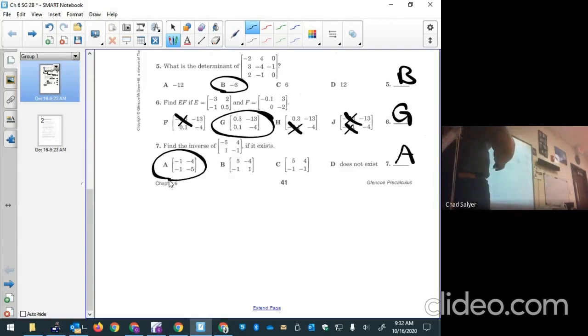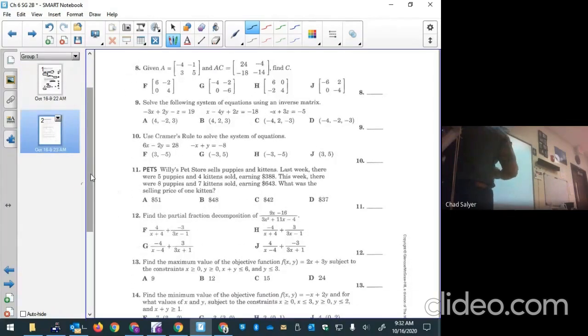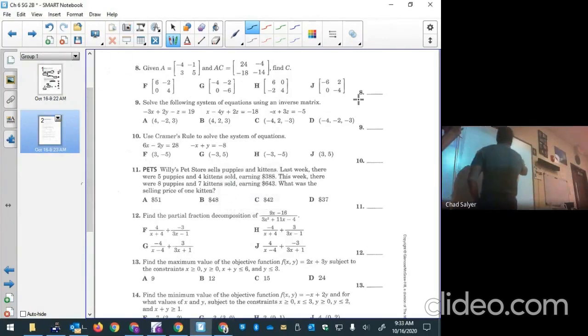All right, and then on to page 2 here. So, given that A is this and AC is that, find C. So this one will require a bit more work. Take it to a separate page.